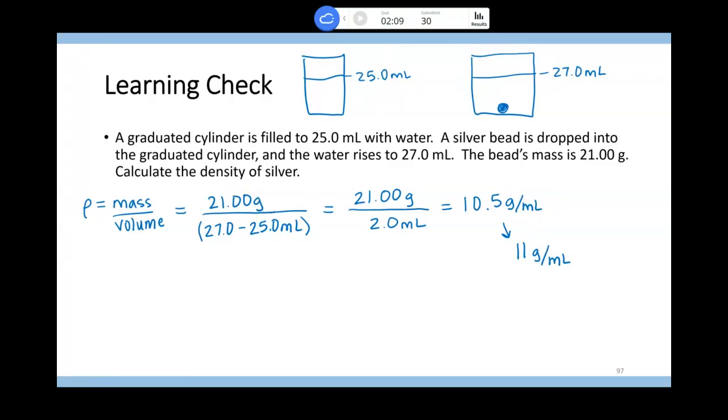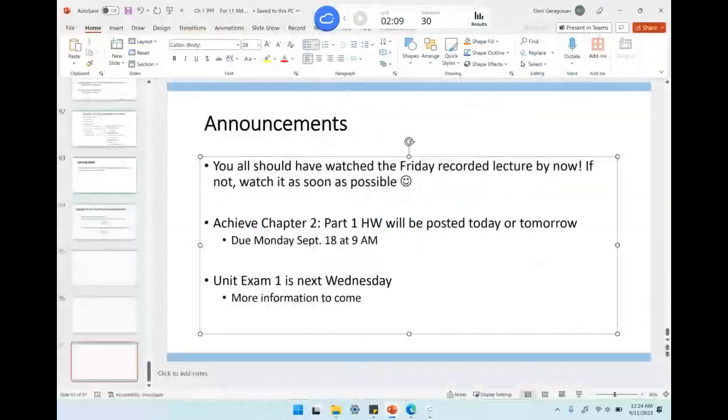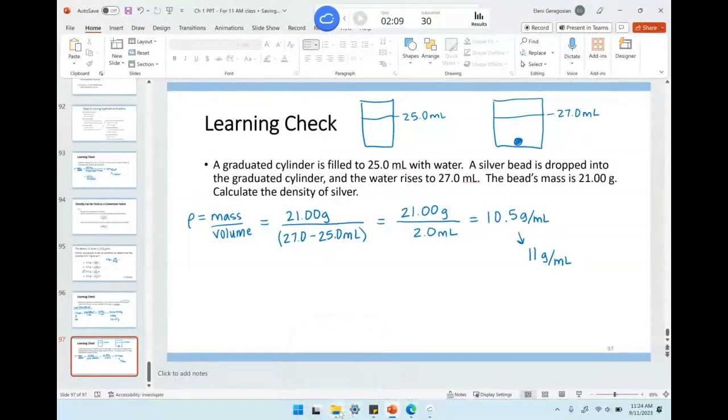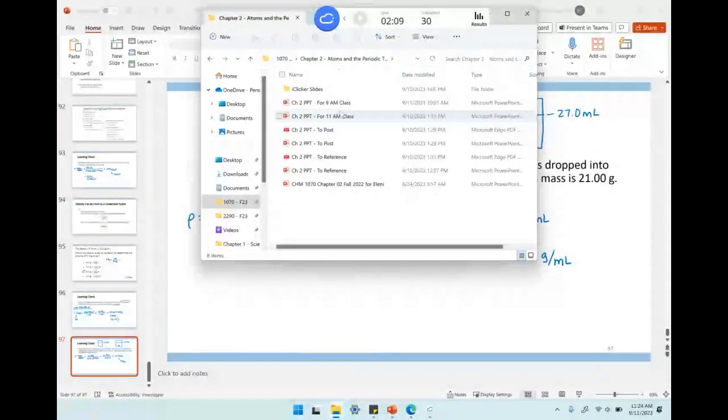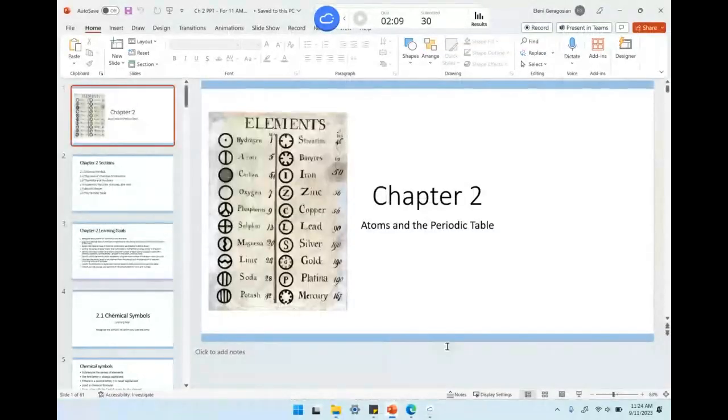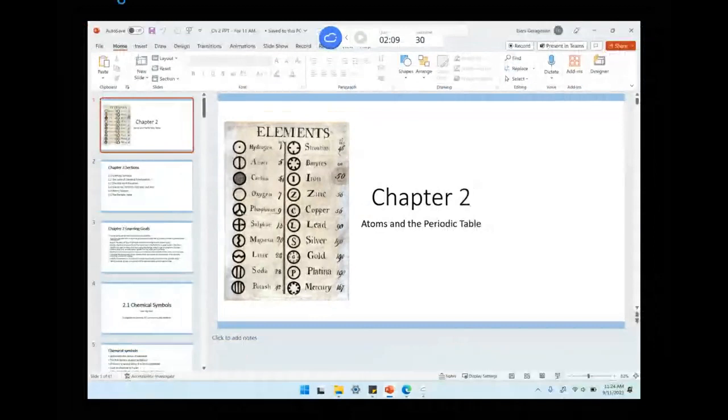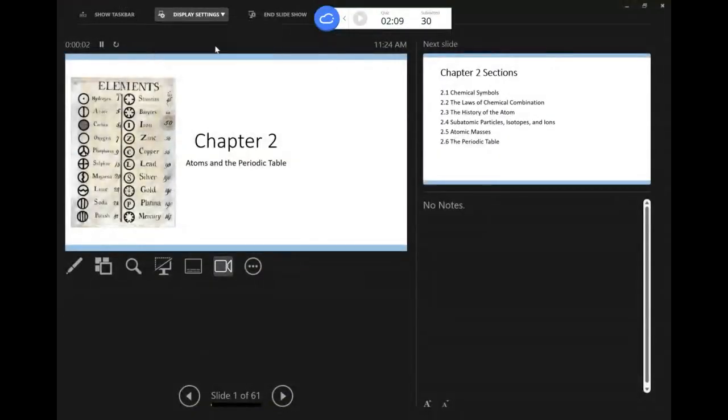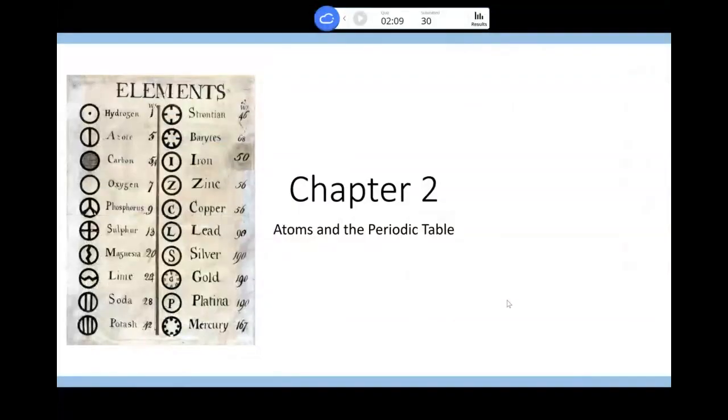All right. Let's go to chapter 2. Chapter 2 is all about atoms and the periodic table. There is a lot less math in chapter 2. Maybe that's good for some of you. Some of you may be less excited, but there is less math in chapter 2. That's not to say that what we've learned in chapter 1 is not going to be important in other chapters. But this chapter is really focused on elements, atoms, and the periodic table.